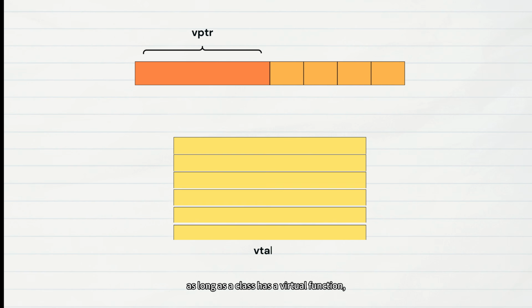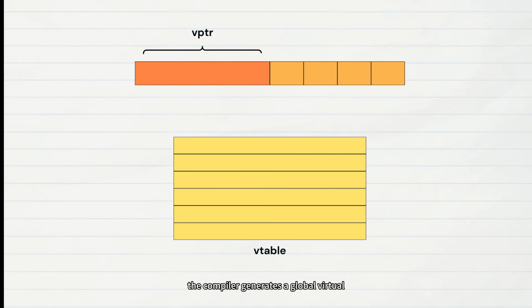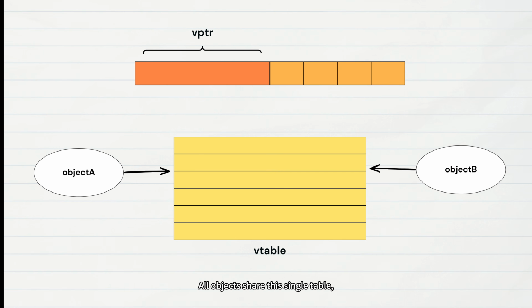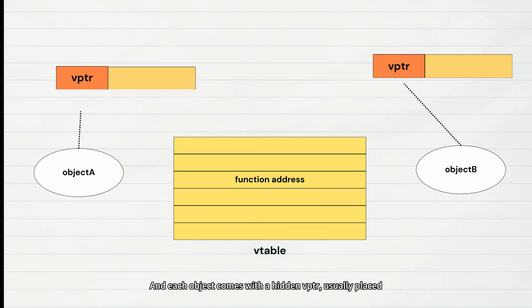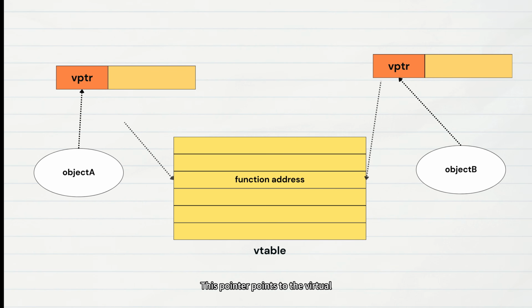In simple terms, as long as a class has a virtual function, the compiler generates a global virtual function table, vtbl, for that class. All objects share this single table, which resides in the read-only data segment of the program. This table stores the memory addresses of all the virtual functions. And each object comes with a hidden vptr, usually placed at the very beginning of the object's memory layout. This pointer points to the virtual function table of its own class.